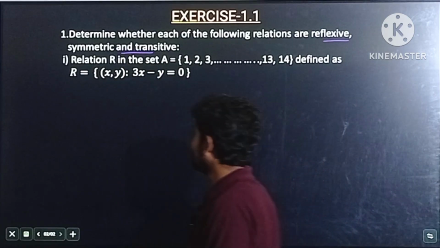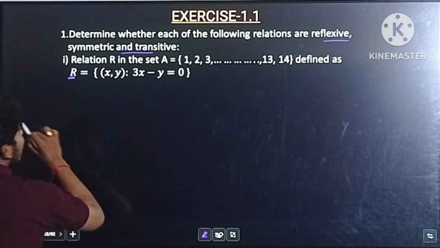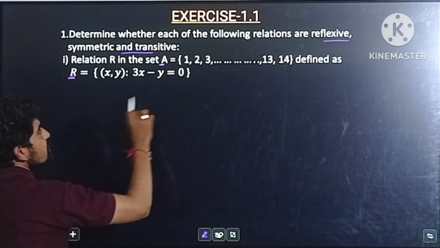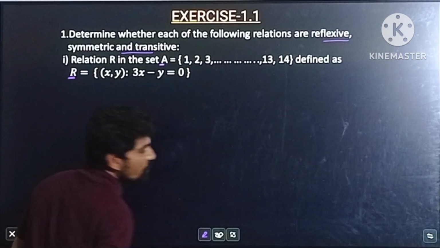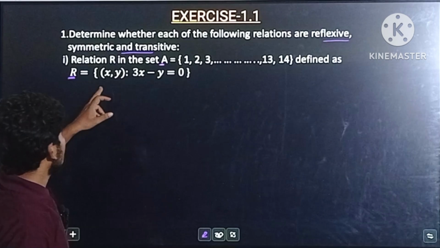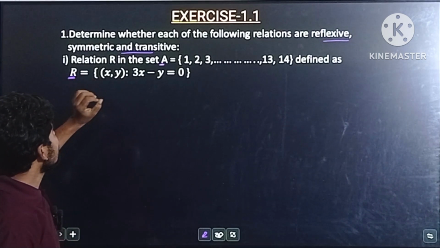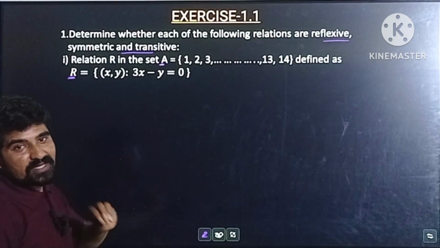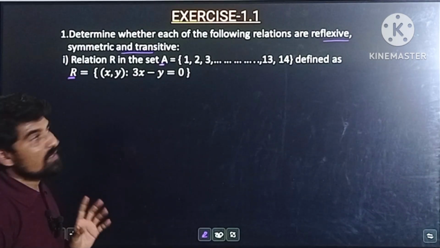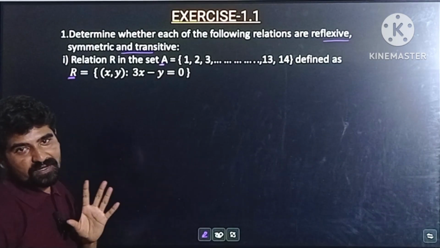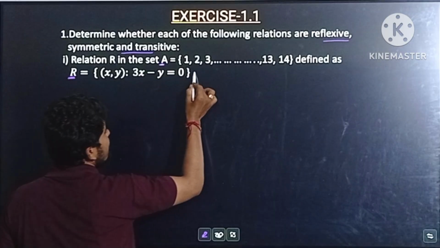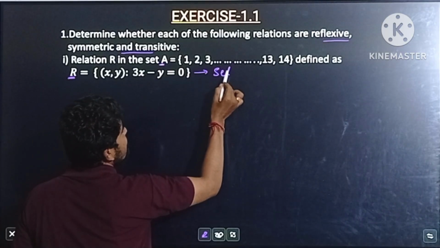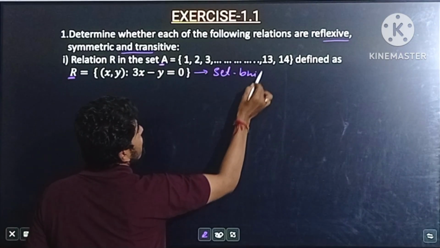So in this first question, the relation R is defined on the set A, and A consists of the elements 1, 2, 3 and so on, up to 14. To write the reflexivity, symmetricity and transitivity of the given relation, we can easily write the roster form of the relation, because set A consists of a limited number of elements. He has given this relation in set builder form.